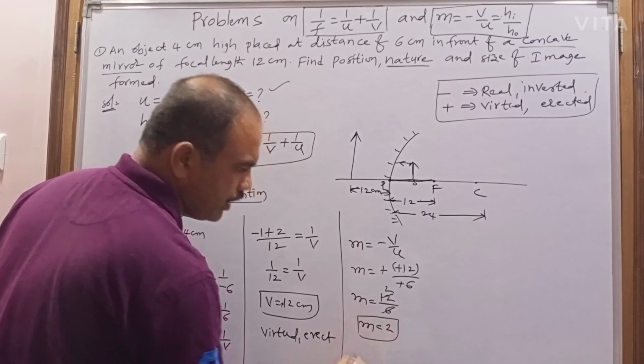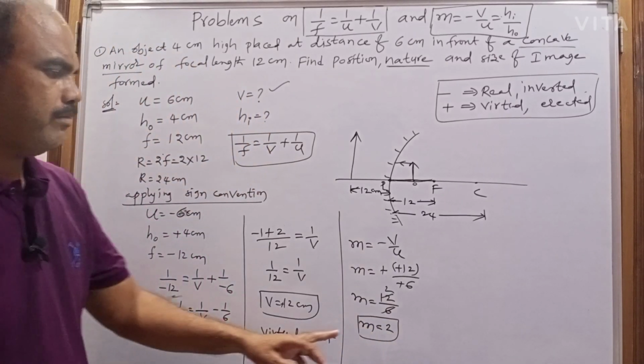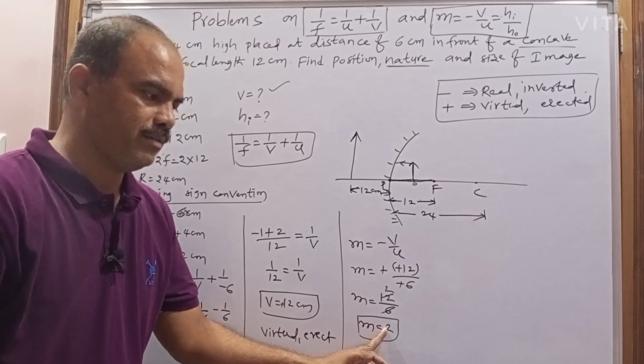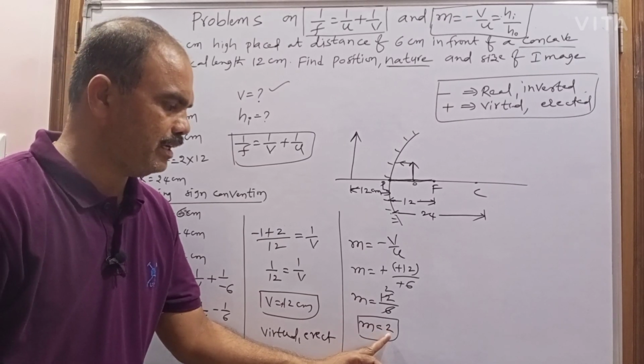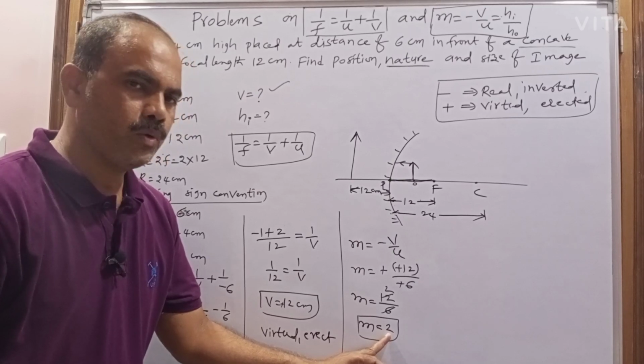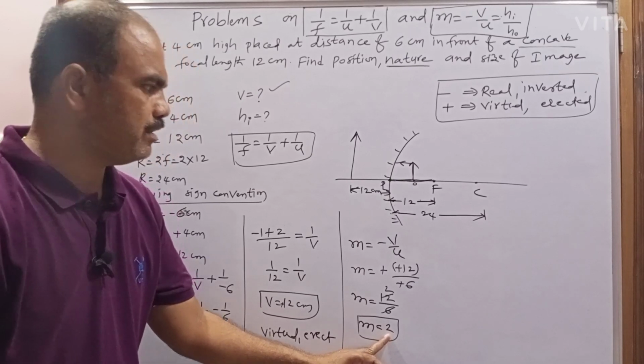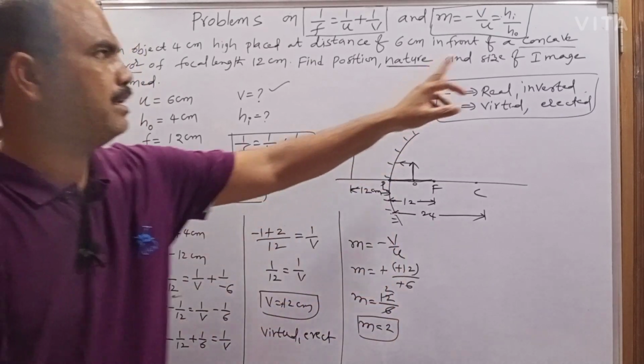Magnification you got 2. And the plus means the image is virtual and erect. The number represents that the height of the image will be 2 times the height of the object. So by using that you are going to calculate the size.